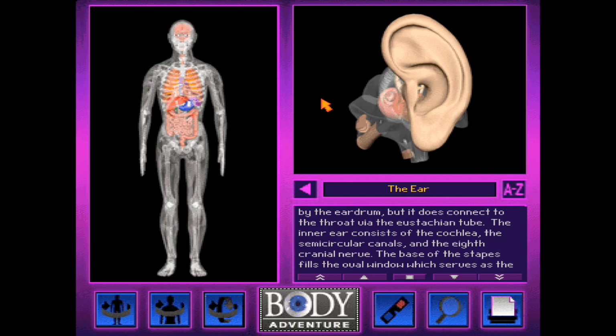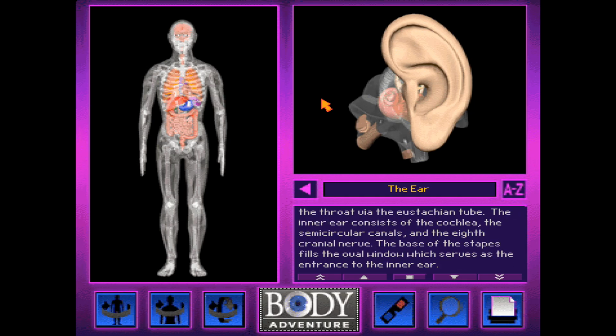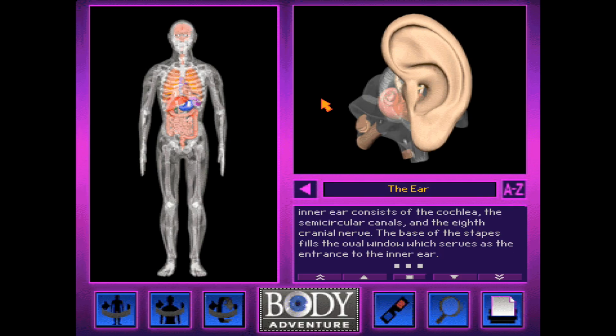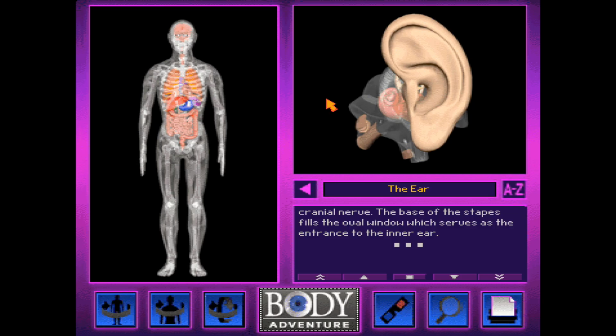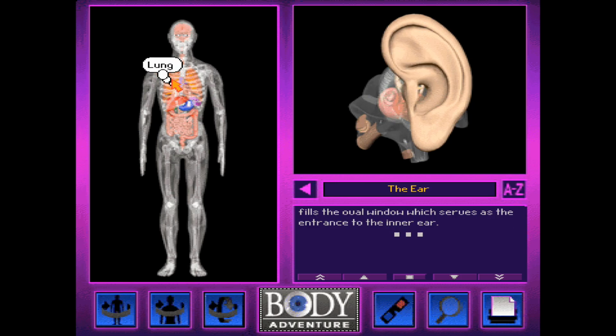The inner ear consists of the cochlea, the semicircular canals, and the cranial nerve. The base of the stapes fills the oval window, which serves as the entrance to the inner ear. You cured the patient of rabies. Rabies is a viral infection of the nervous system. The virus is transmitted to humans by rabid animal bites. Many cases are the result of dog bites.